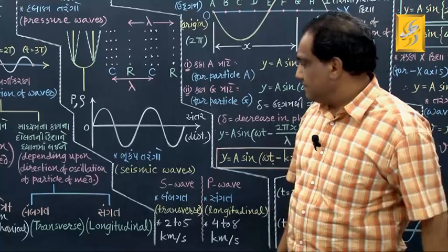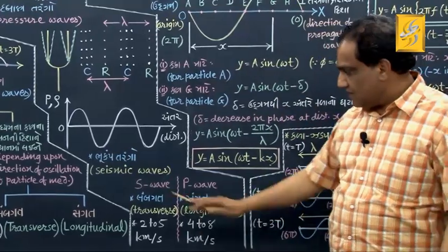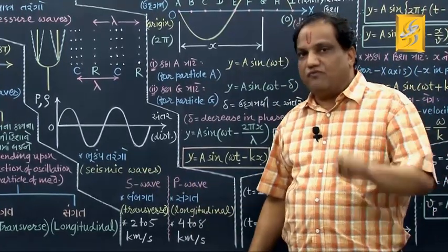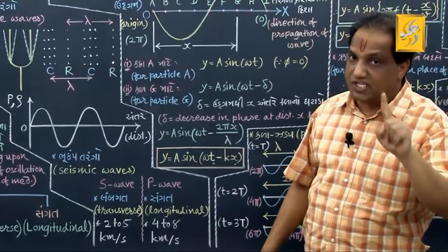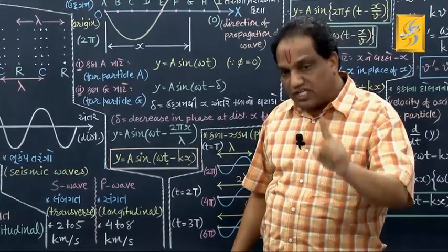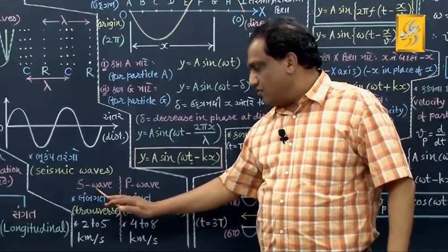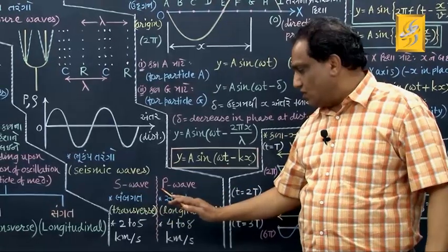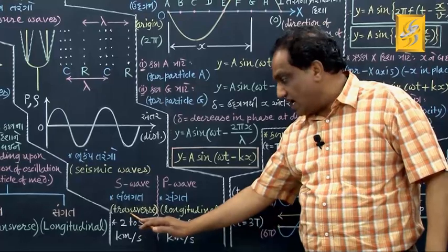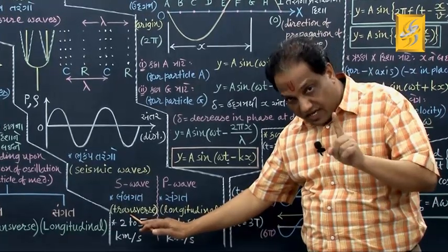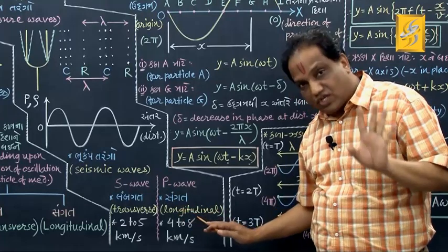Got it? Fine. What about seismic waves? During an earthquake, whichever waves propagate on the surface of the earth are called seismic waves, and those seismic waves are found to be of two different types. One is called S wave or secondary wave, another is called P wave or primary wave. This secondary wave is found to be transverse in nature, whereas this primary wave is found to be longitudinal in nature.